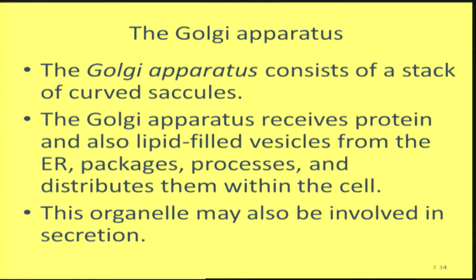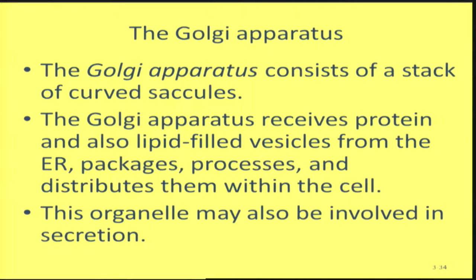That means they work like a post office. A post office also receives letters from different places. It sorts, it distributes, it compartmentalizes them according to the pin codes, and then they are sent to the different places. Similarly, the same work is done by the Golgi apparatus within the eukaryotic cells. That is, it carries out the packaging, processing and distribution within the cell.